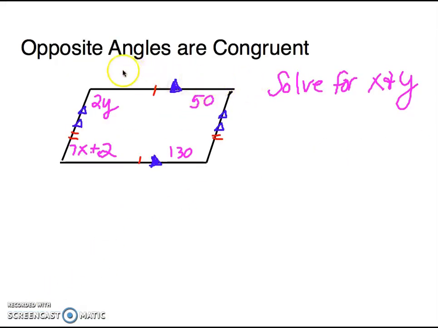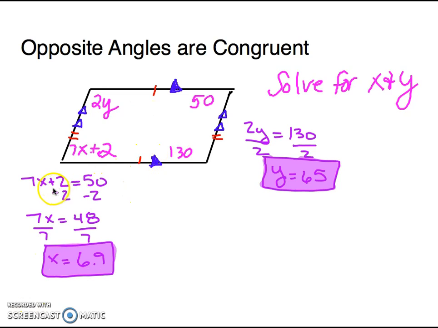So in this first example problem, we need to solve for x and y, and we can see up here that it tells us opposite angles are congruent, which we know when we're working with a parallelogram. So that's telling me that this angle is congruent with this angle, and this angle is congruent with this angle. So go ahead and see if you can set those up and solve for your x and y.